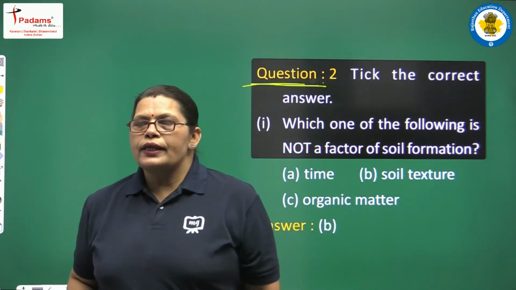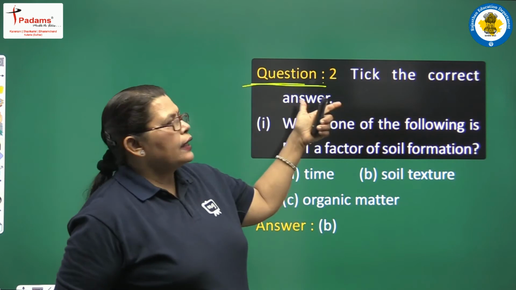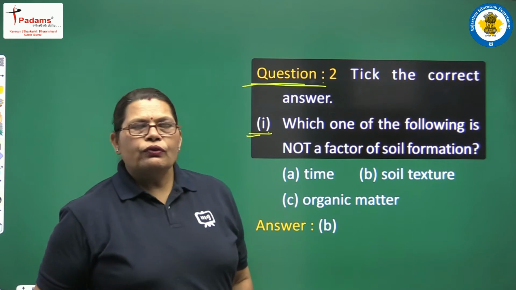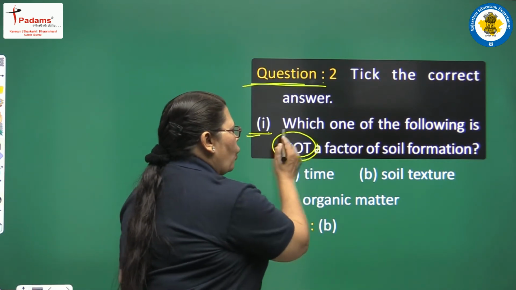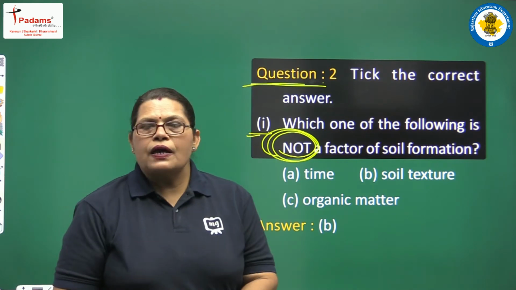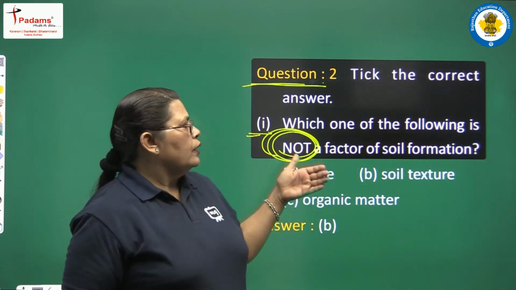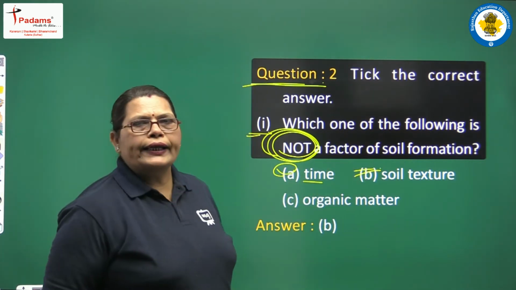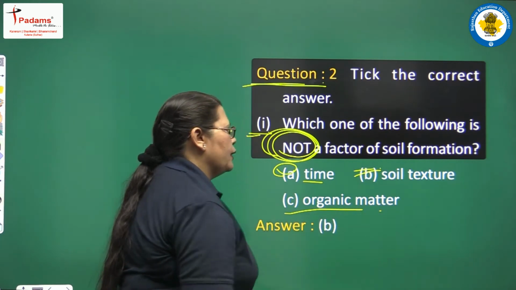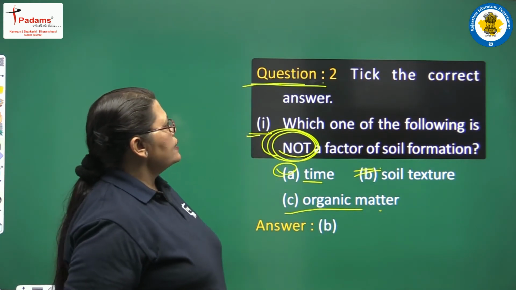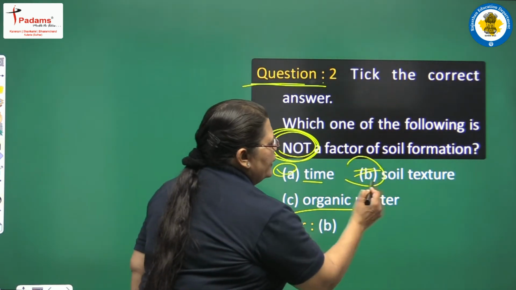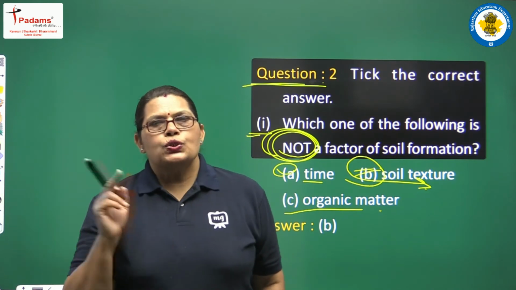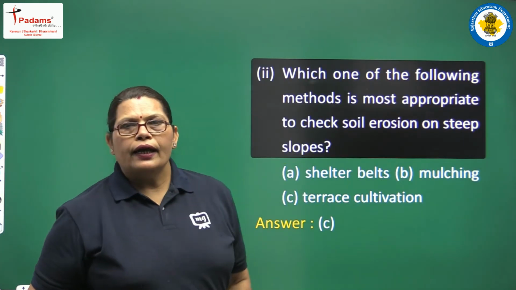It is our next question. The question includes: tick the correct answer. Here is our first question. Which one of the following is not a factor of soil formation? We had discussed some factors for soil formation. First one is time, next one is soil texture, and the third one is organic matter. So, which is the right answer here? Soil texture is not a factor of soil formation. So, this one is our right answer.